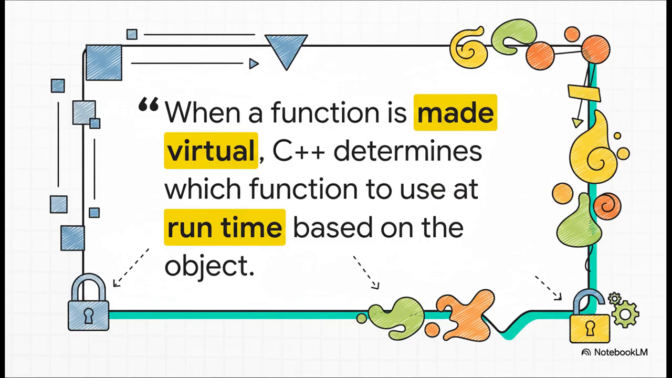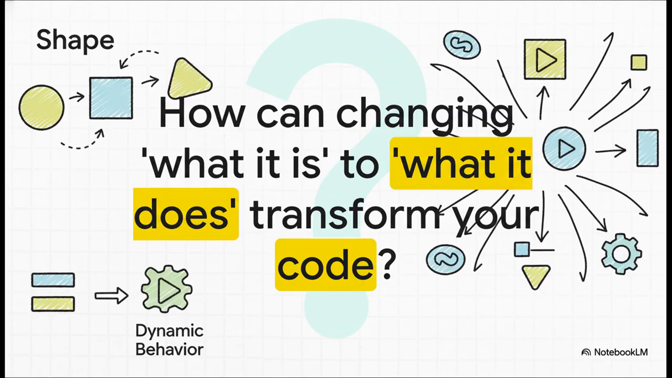So, if you take away just one thing today, let it be this. That virtual keyword is like a switch. It flips the decision-making process from compile time, where everything is based on the pointer's type, to runtime, where it's based on the object's actual type. And that shift in thinking is a complete game changer.